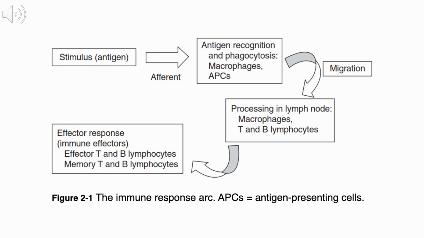The resulting immune response generates effector T and B lymphocytes that can act against the offending stimulus, as well as memory lymphocytes that provide a faster response with future exposure. The key concept is that antigen recognition begins in the peripheral tissue, but organization of the adaptive response occurs primarily within lymphoid tissue before immune effector cells are deployed.